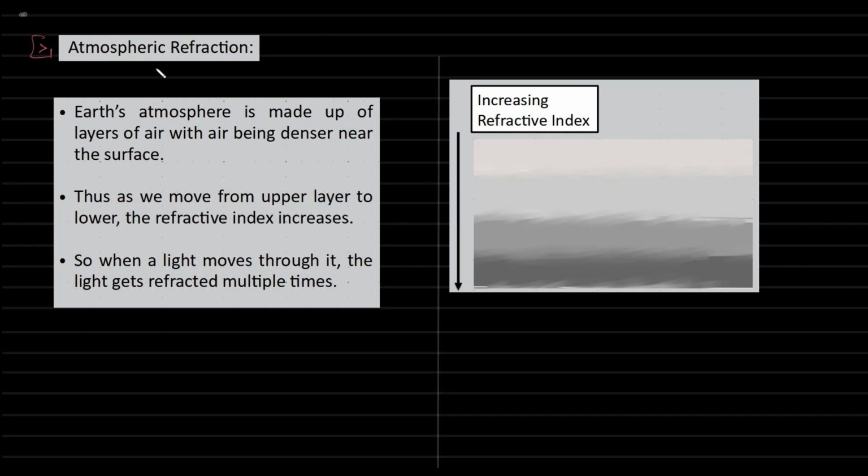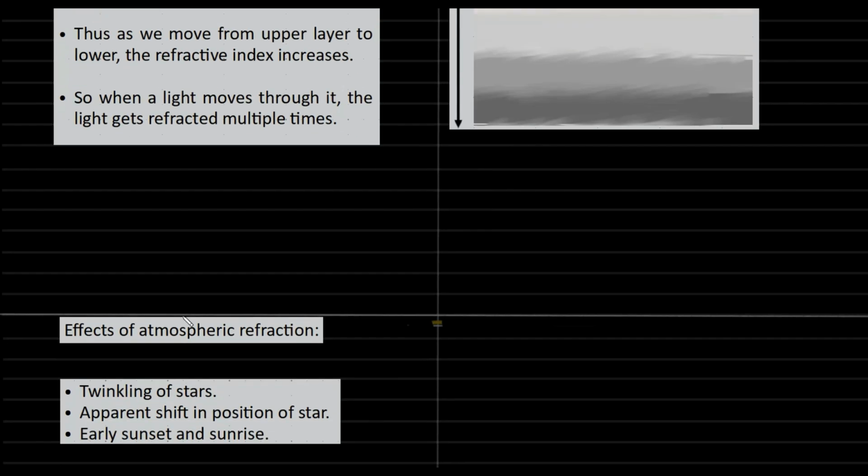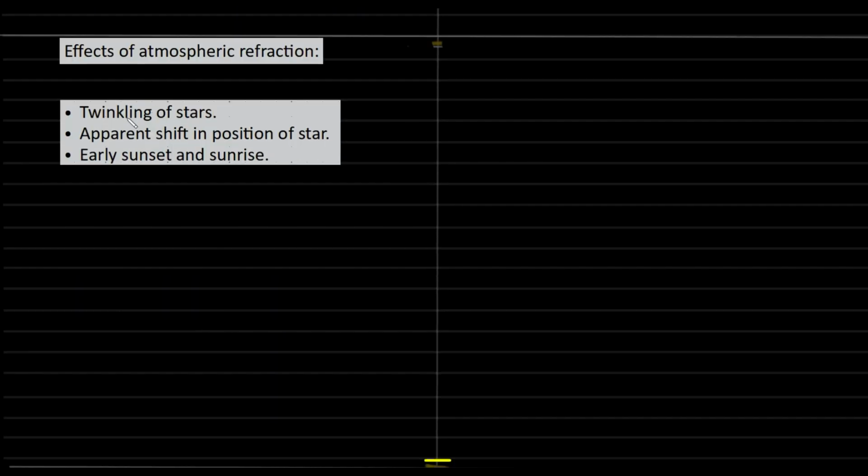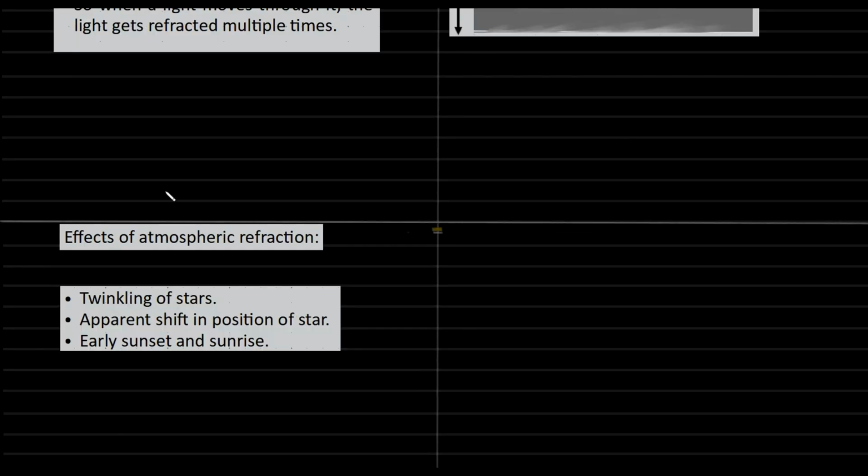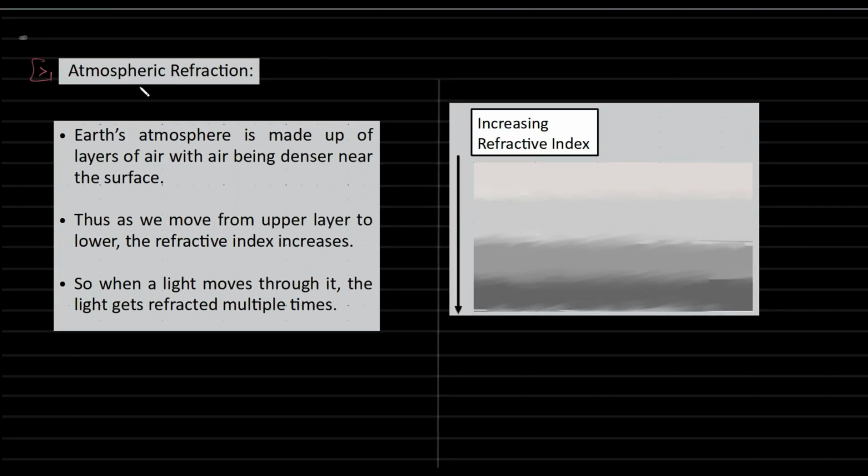We're trying to understand atmospheric refraction. So with this, we'll be able to understand why we see stars twinkle, and why there is apparent shift in the star, and early sunset and sunrise. All of these three phenomena we'll be able to understand if we understand atmospheric refraction.